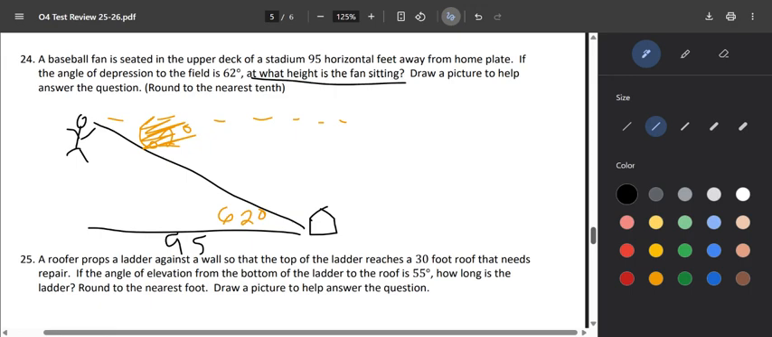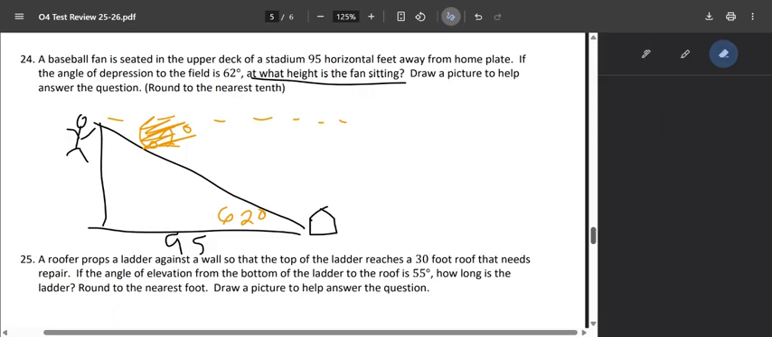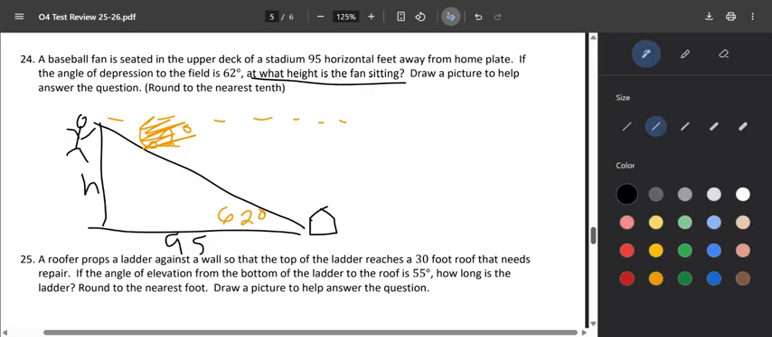We are asked at what height is the fan sitting? That's going to be right here. That's our height. Let's be a little more specific. Let's call it H so we know we're solving for height. After that, it's just trig.